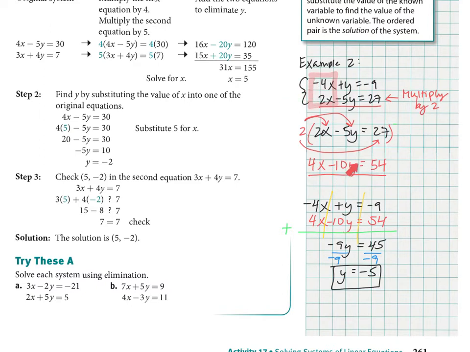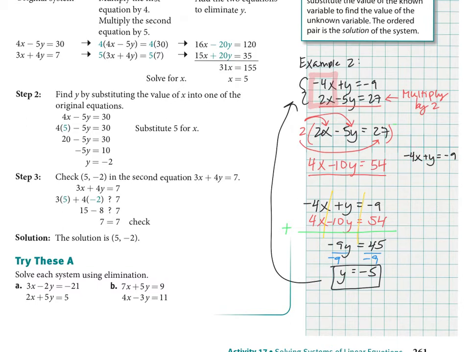In fact, if you wanted to plug it into the new one that you came up with, you could. It seems a little bit more complicated, so let's try to find the simplest one. In this case, it actually doesn't really matter. Either are fine to work with. Let's just choose the first equation to plug this back into. So we're going to take negative 4x plus y equals negative 9.